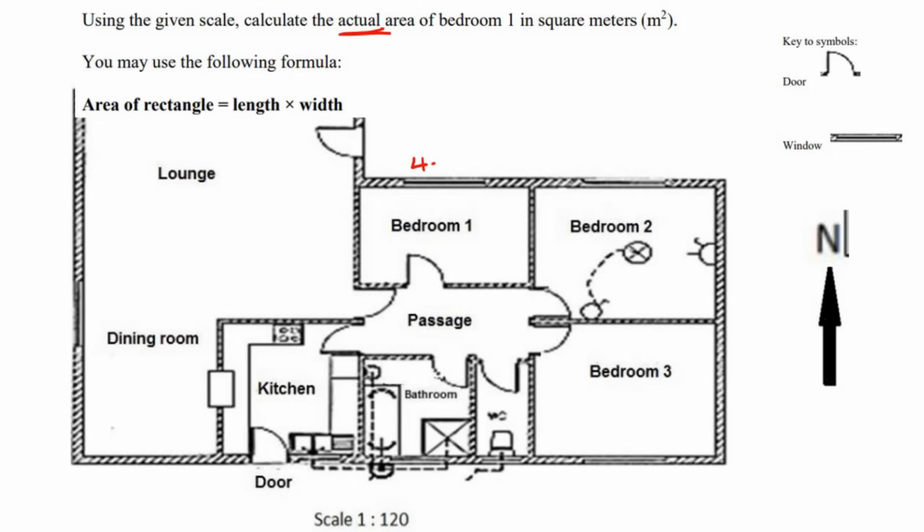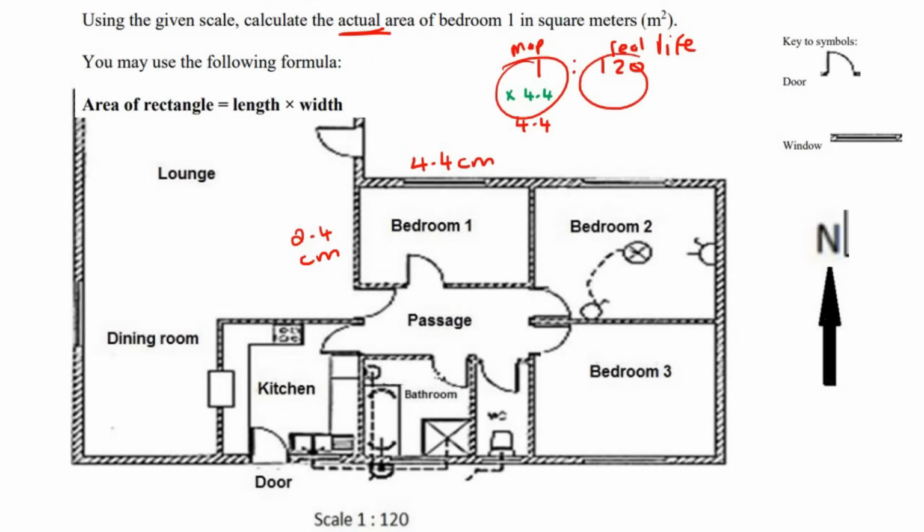Okay, so we know that this length here was 4.4 centimeters, and this length is 2.4 centimeters. So what we're going to do is convert this into a real life value. So for that you need a scale, which they've given us over here. Okay, so we know that the scale is 1 to 120. So this is always your map, and then this is always your real life or your actual. So what I'm going to do is if I multiply this 1 by 4.4, then it's going to give me 4.4 over here, which is what we have there. And then what I do to this one, I have to also do it to this one. So I'm going to multiply here by 4.4. And so that's going to give 528. Now, if this is measured in centimeters, then this is also measured in centimeters.